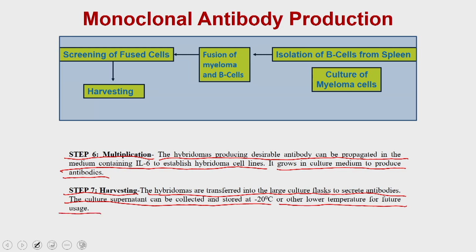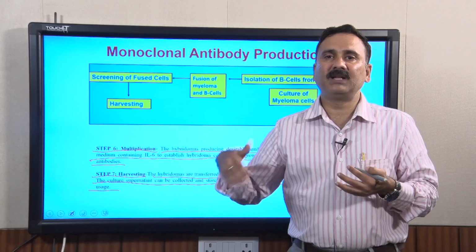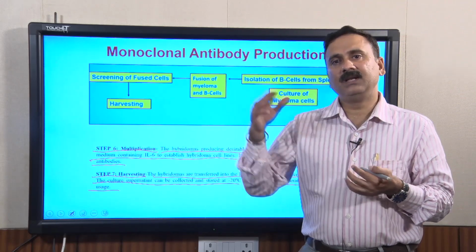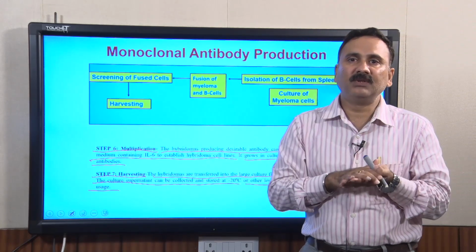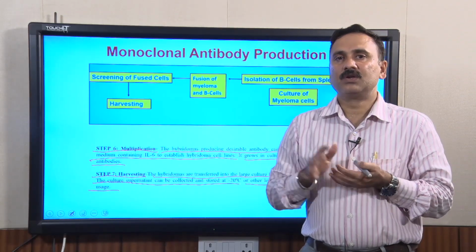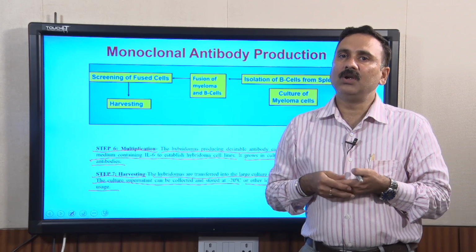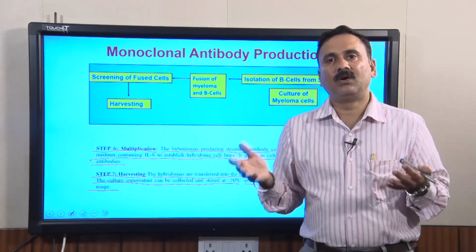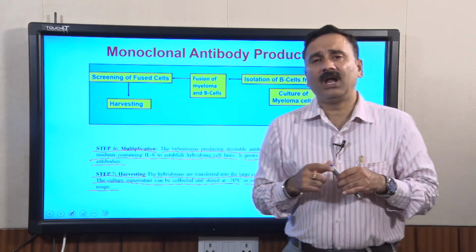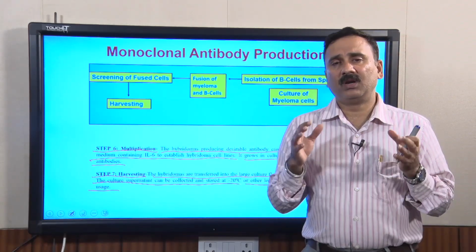So, the hybridomas actually secrete the antibodies, because the antibodies do not contain the transmembrane regions. Once it produces the antibodies, they go into the secretory pathway and are secreted into the culture supernatant. Then you can just spin down the cells and collect the supernatant. That supernatant can be stored at -20, -80, or any other temperature for future use. So, this is all about the production of monoclonal antibodies.